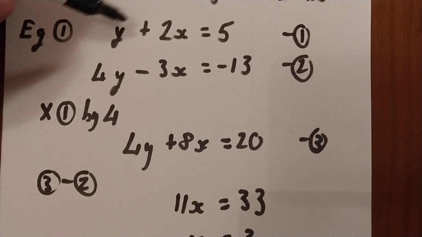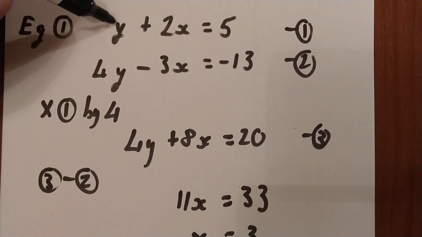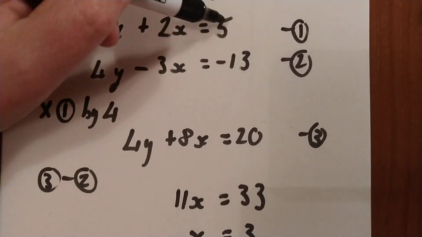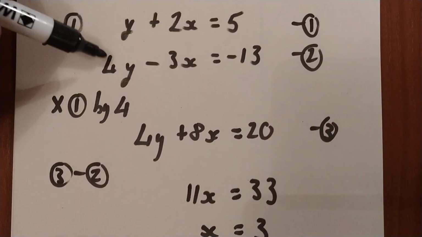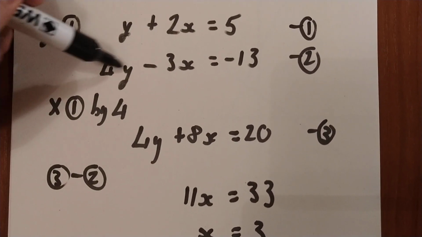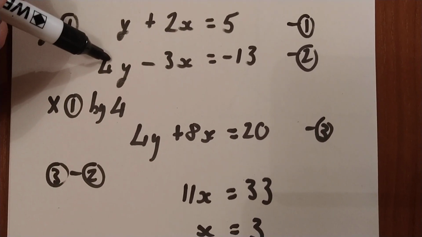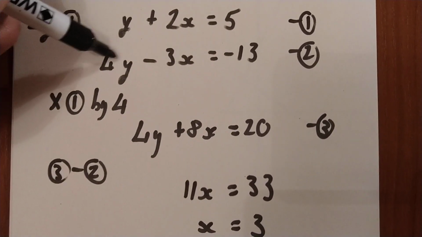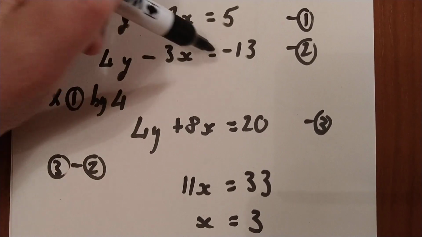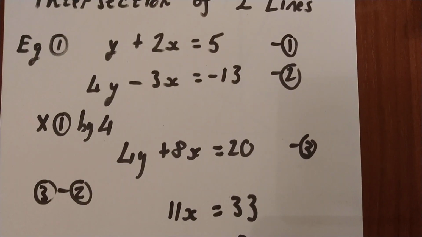Negative 1 plus 2 3's. Negative 1 plus 6 is 5. That worked. My left-hand side comes to 5, which is what it should. And on my second equation, 4 lots of negative 1 is negative 4. Take away 3 3's, that's 9. Negative 4 take away 9 is negative 13. That's what we had. So I know that my answer must be correct.